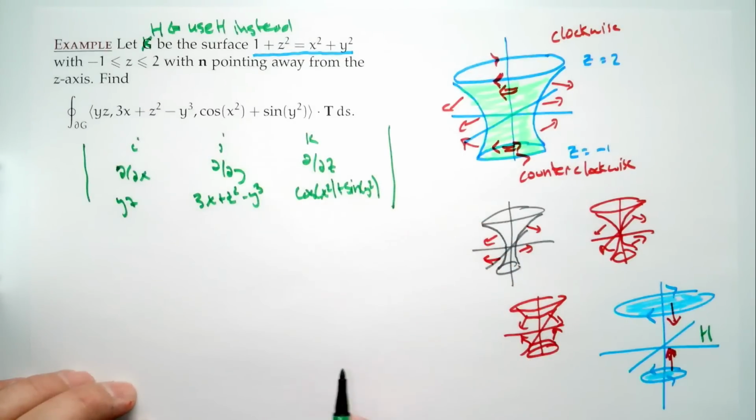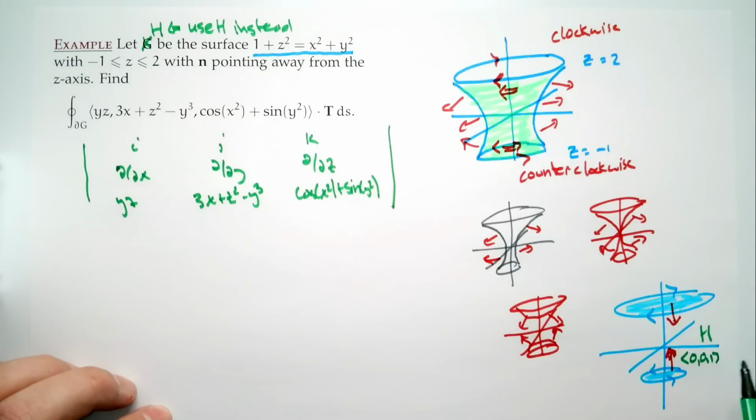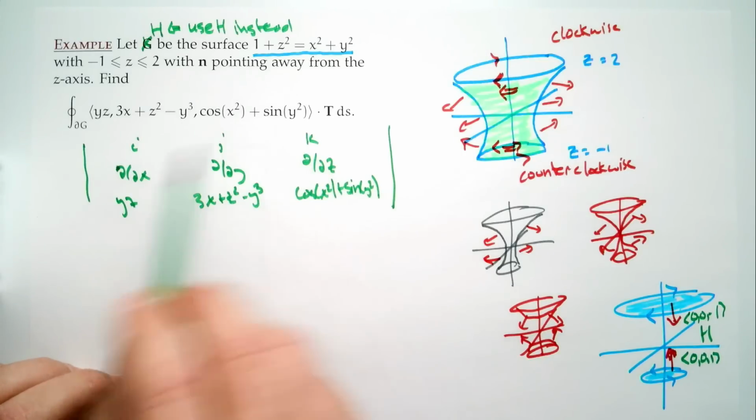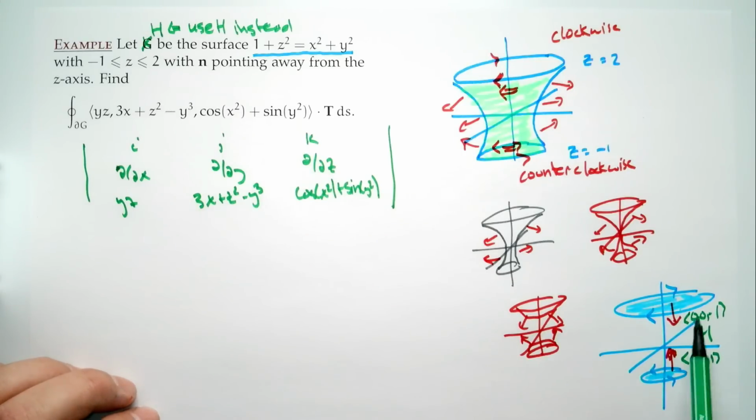Now, let's be smart. Let's look ahead. What's the normal vector down on this bottom disk going to end up being? 0, 0, 1, pointing straight up. What's this normal vector going to be on the top disk? 0, 0, negative 1. Now, stare at this for a second and let's ask the question: I'm going to take the curl of this thing and dot it with these vectors. Which entry do I care about? I want to care about that last one.